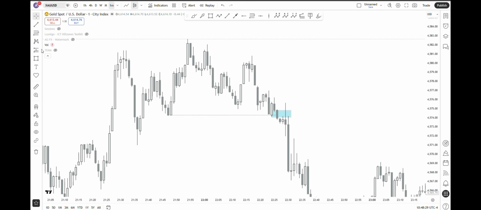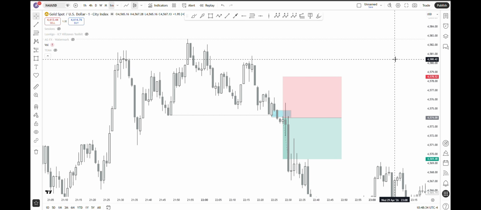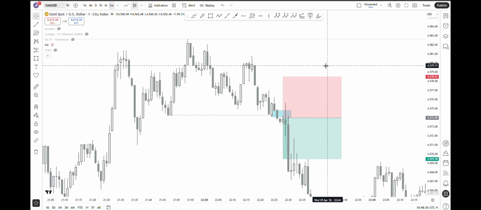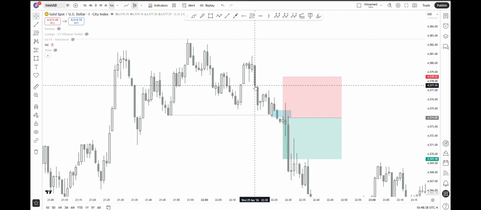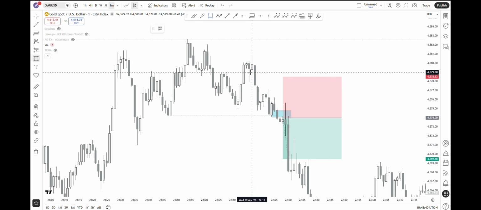So once market gives that, we are going to take our entry from the fair value gap immediately. We are not going to look for the next POIs, the next fair value gaps that we have over here.